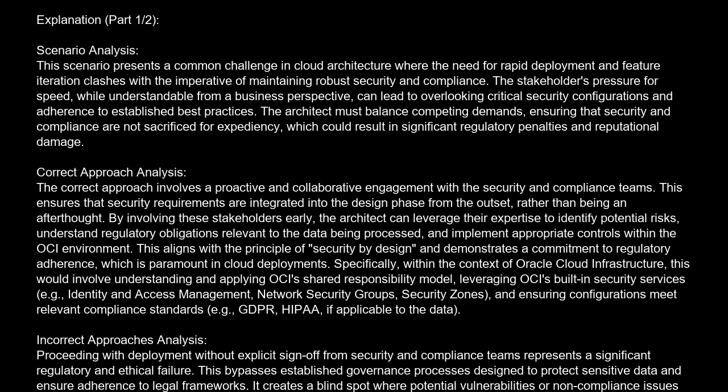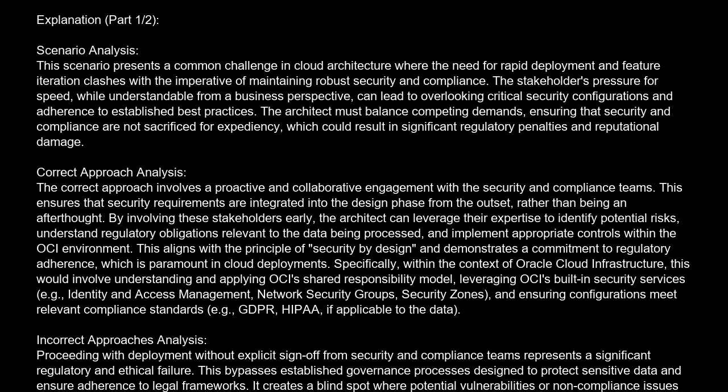cloud deployments. Specifically, within the context of Oracle Cloud Infrastructure, this would involve understanding and applying OCI's shared responsibility model, leveraging OCI's built-in security services, e.g., identity and access management, network security groups, security zones, and ensuring configurations meet relevant compliance standards, e.g., GDPR, HIPAA, if applicable to the data.